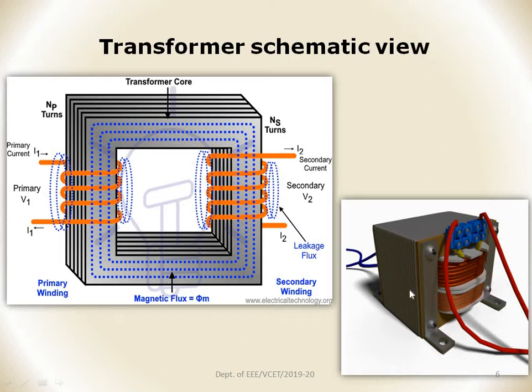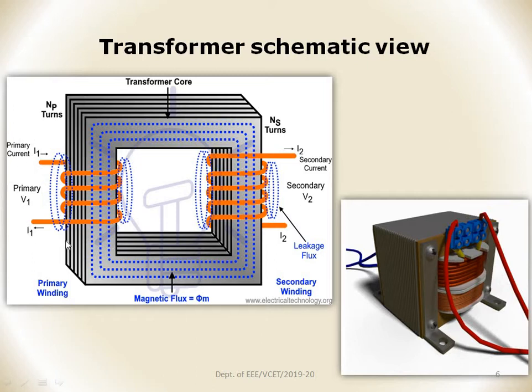This picture is of a real transformer which we are using in our laboratory. In your EP lab you would have found this transformer, which you would have used for the rectifier experiment. Here is the schematic view I have presented, and this schematic view contains two windings. One winding we call the primary winding, which is the input side, and the other winding is called the secondary winding, which is the output side.